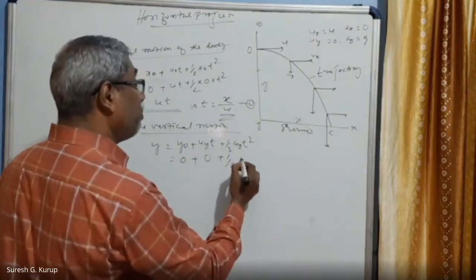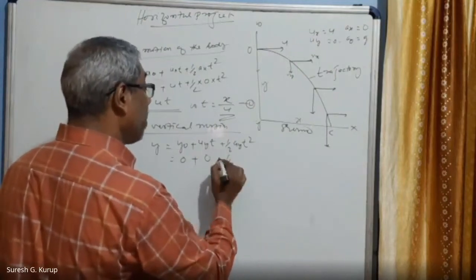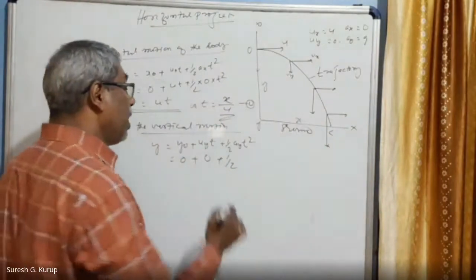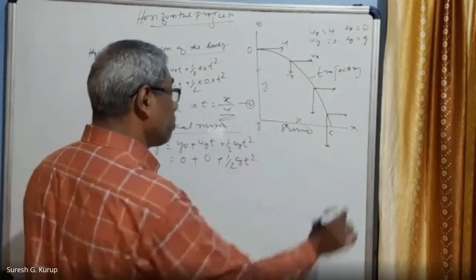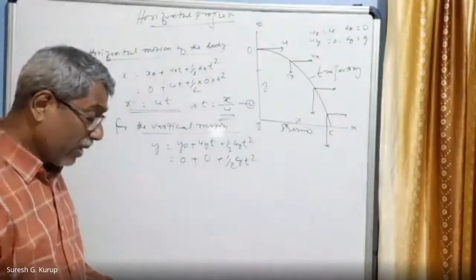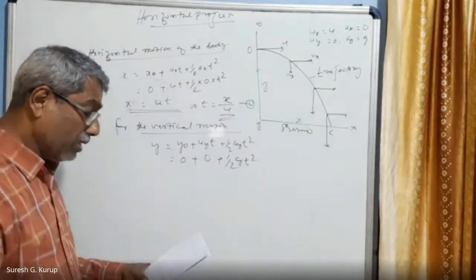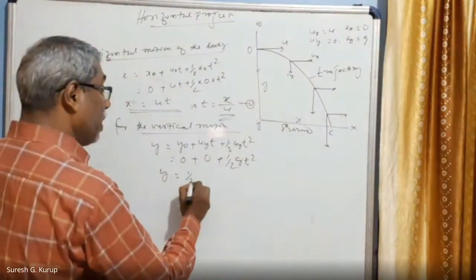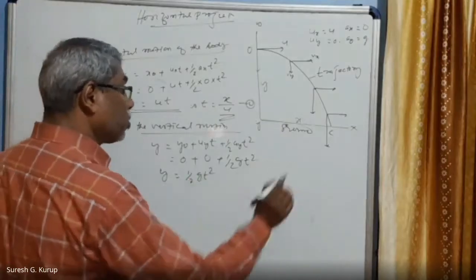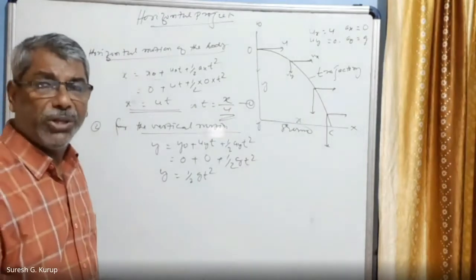ay means this minus... sorry, plus only, because it is coming downwards. Plus half into ay, where ay is equal to g, into t square. I can write that. Am I correct? So this is the condition. So in this case, you are getting y is equal to half into g into t square, right?